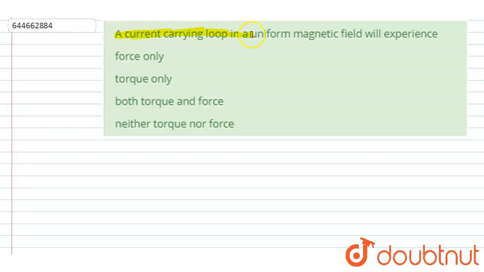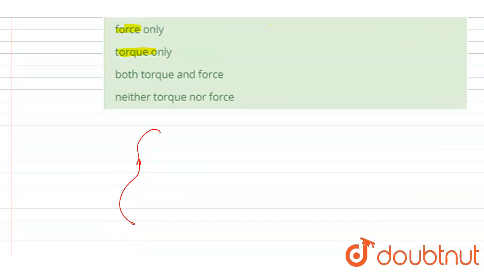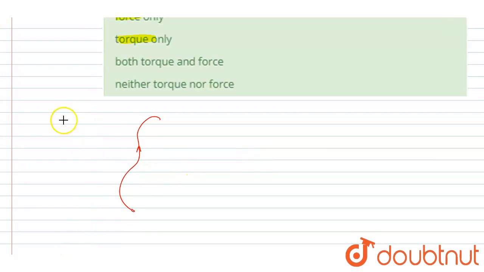Hello everyone. A current carrying loop in a uniform magnetic field will experience, if you have to see, force and torque. It is asked whether it will be zero or non-zero. So if I talk about the uniform magnetic field, let's take any random structure wire, and let's say in the wire the current is flowing in this direction, and let's say the magnetic field is in this direction, right?